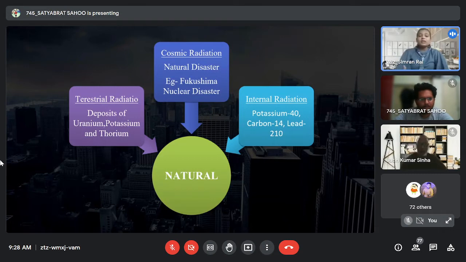So the last point is internal radiation. In addition to cosmic and terrestrial sources, all people also have radioactive potassium-40, carbon-14, and lead-210. The variation in doses from one person to another is not as great as the variation in doses from cosmic and terrestrial sources. The average annual dose to a person from internal radioactive material is about 40 millirem per year.